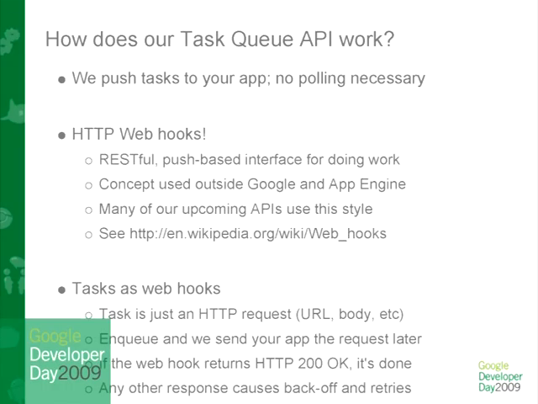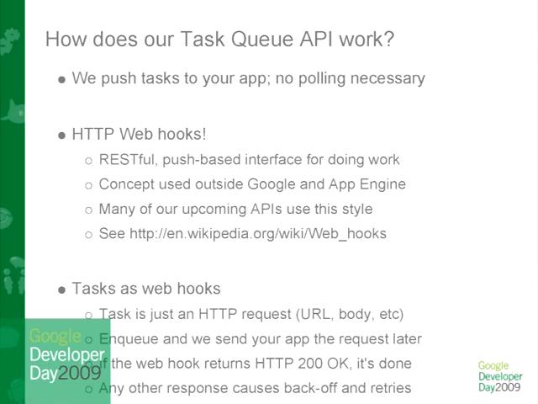We have something like 150,000 applications or more now. We need to be able to provide that kind of scale to all these apps. So what we do differently is that we push instead of pull. So no polling is necessary. And the way we push is using something called webhooks.